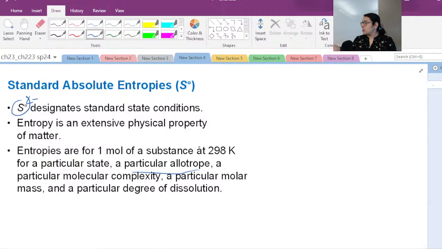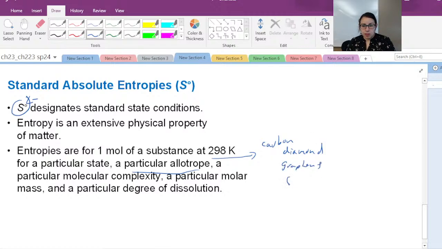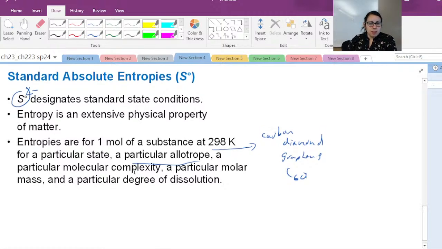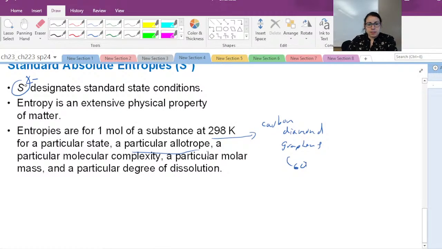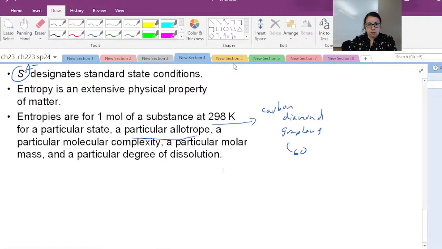So one element, just different arrangements. So what's like a common example? Yeah. So all the carbons, right? So you got to pay attention. So they would all have separate entropies. So diamond versus graphene. So just watch that. And then particular complexity, molar mass, and how much it's dissolved.